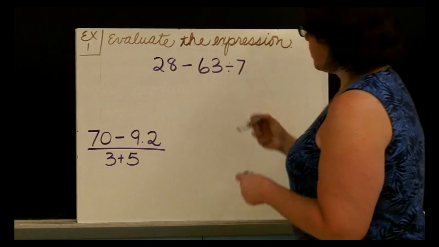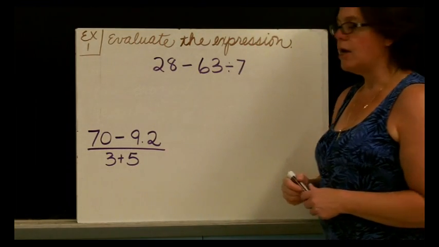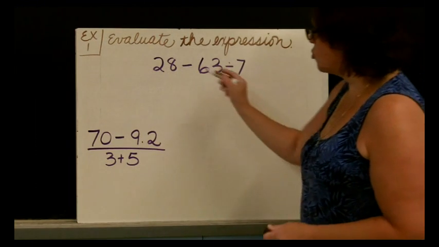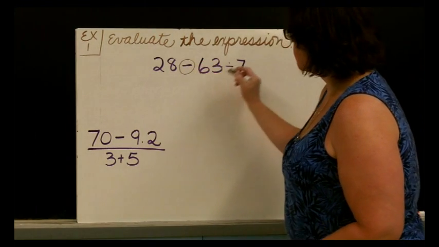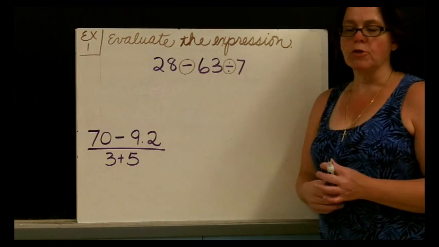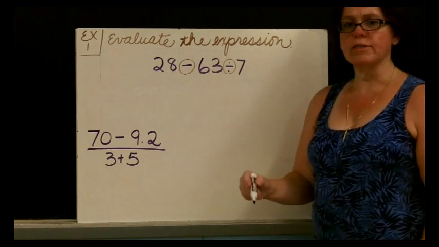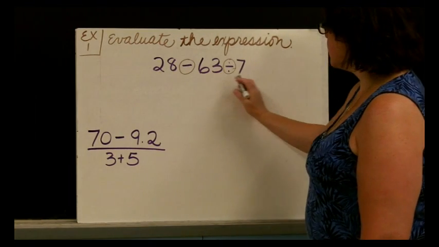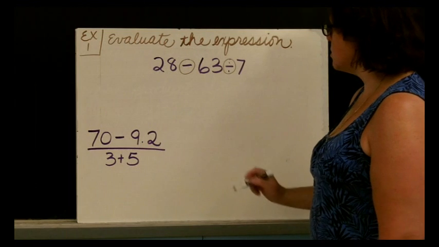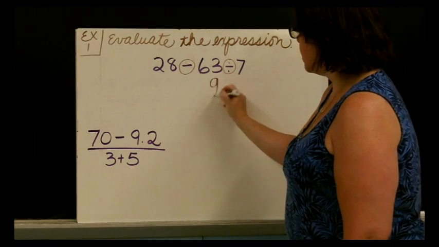Here we have to evaluate the expression 28 minus 63 divided by 7. And I just want to draw your attention to the two operations. We have to subtract and we have to divide. And if you think of the word PEMDAS, D, divide, comes before subtracting. So we have to look at the 63 divided by 7 first. 63 divided by 7 is 9.